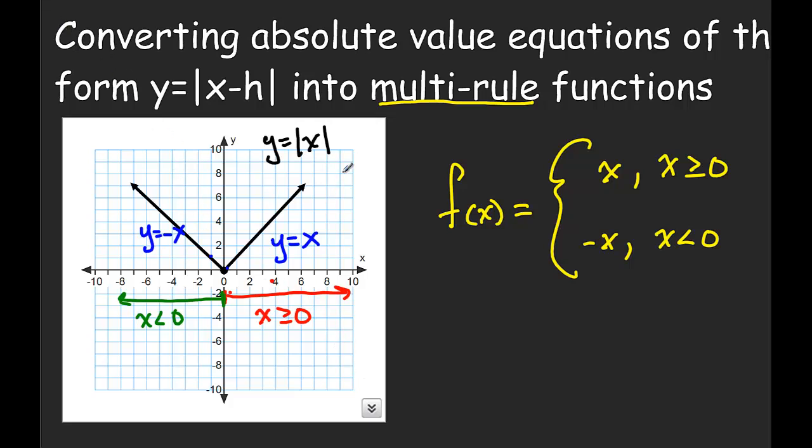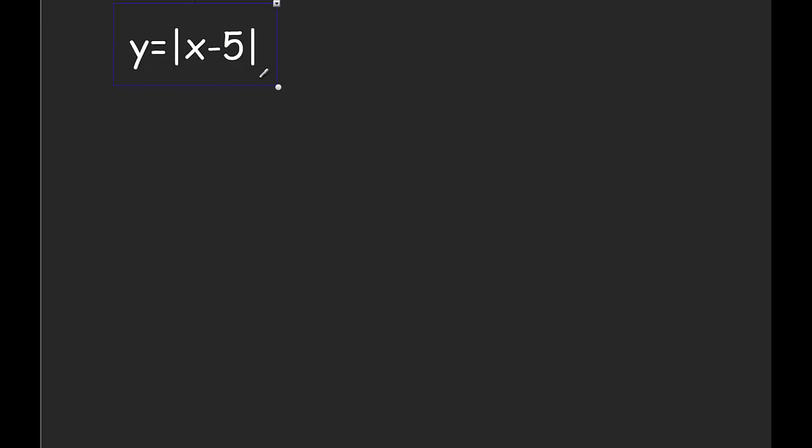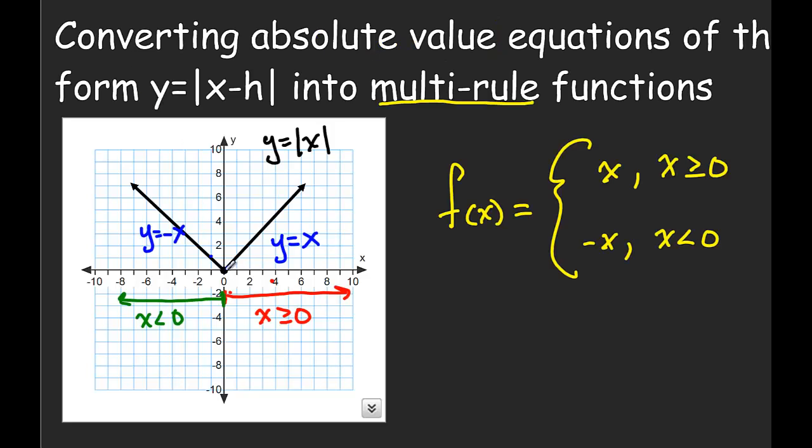But most of the time our absolute values are not given graphically. They're written in the form of an equation, and that's really the purpose of this video: to show you 3 different examples of how to turn this into a multi-rule function. The way I've always done it is, the first thing I do is determine what I call the break point. In other words, what is the x value of the v? You'll notice here we have a v. The x value of the tip of the v here is 0, so that would have been the break point for this problem.